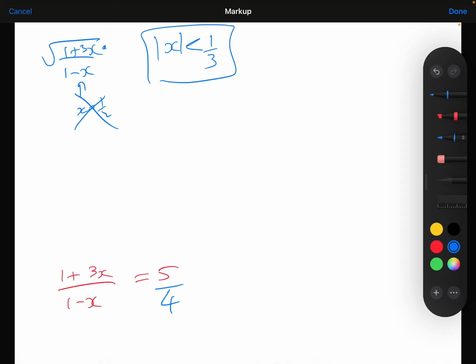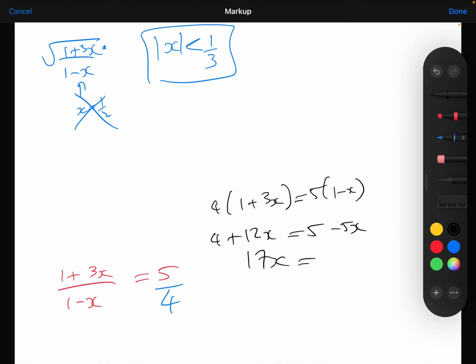It doesn't have to be a square number. It could be any other number. You'll just end up with a third. Anyway, the point is, if I make that equal to 5/4 and then rearrange this, so I'll get 4 times 1 plus 3x equals 5 times 1 minus x. So 4 plus 12x equals 5 minus 5x. So 17x equals 1. So x equals 1/17.